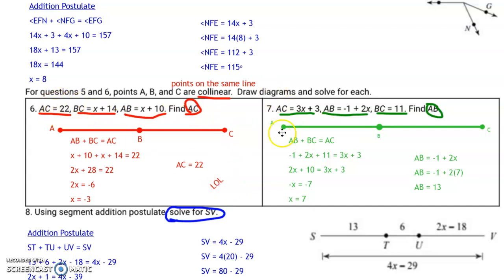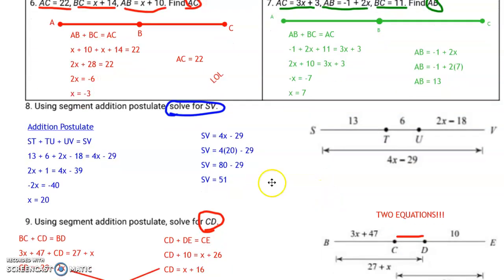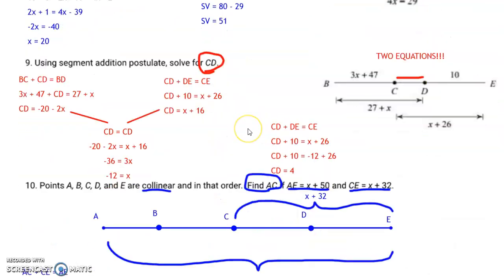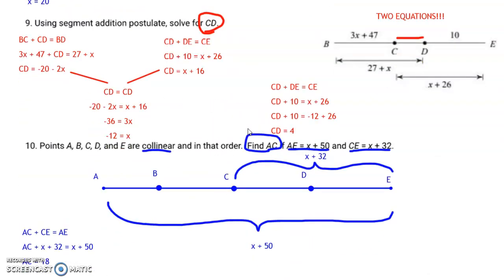For number 7, we have this line segment ABC, and we're told that AB plus BC is equal to AC. That's the addition postulate. We substitute, solve, and substitute again. Question number 8 is very similar. We have the whole length here, and then we have the 3 segments that make up that length. Substitute and solve.